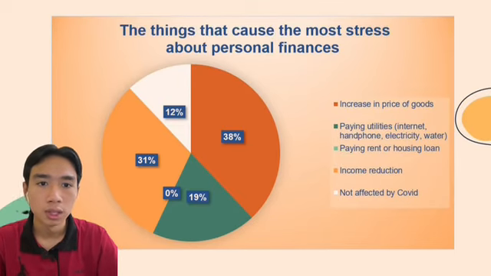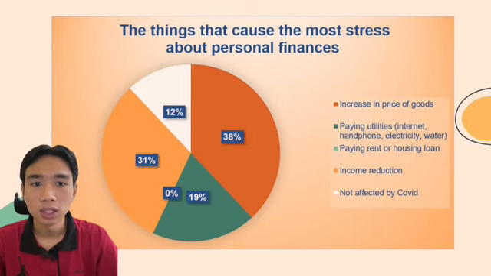A total of 16 students make up the highest portion. Only 12% of the 42 students who responded were not affected by COVID-19. Moreover, income reduction was the second highest part of the graph, with as many as 31% of 42 students. In addition, those who responded to paying for utilities were 1/3 of the graph. And lastly, no one responded to paying for housing loan or rent.